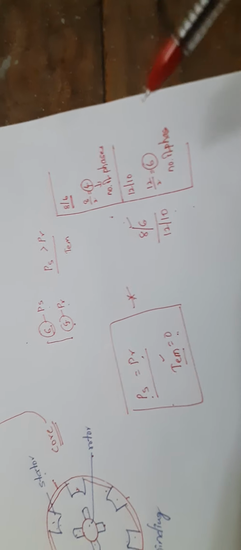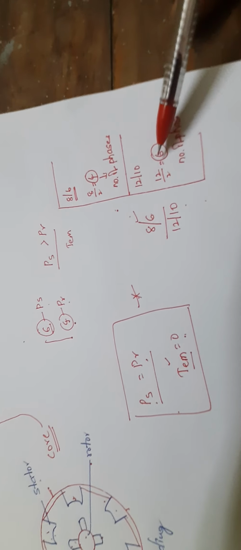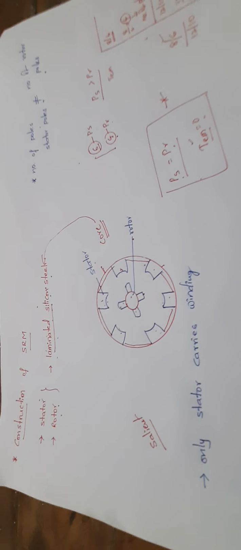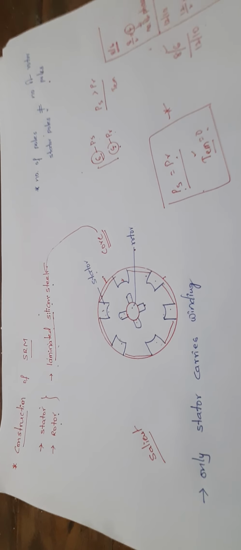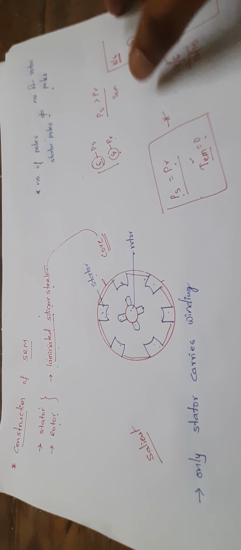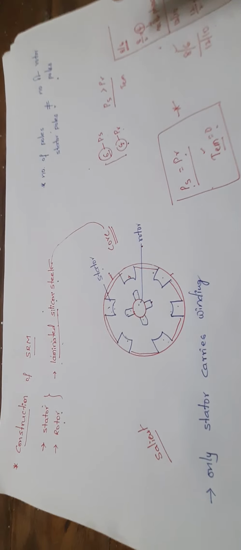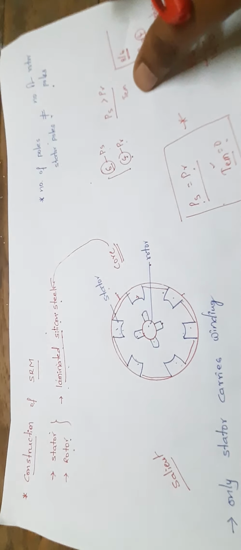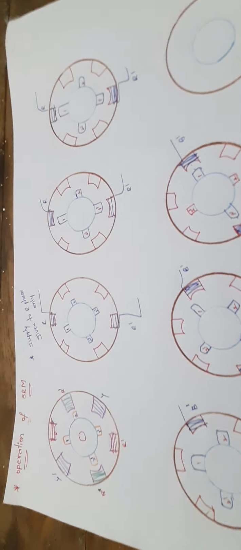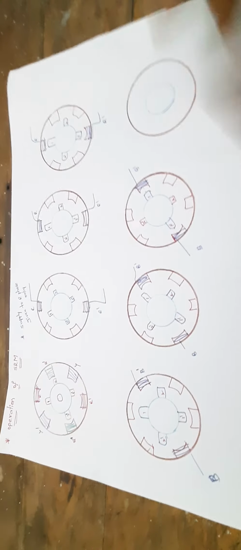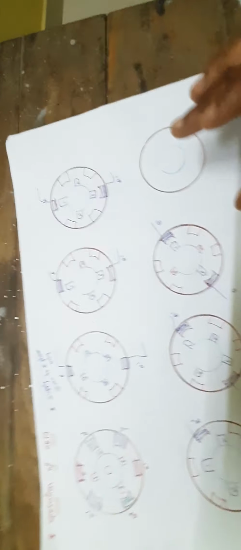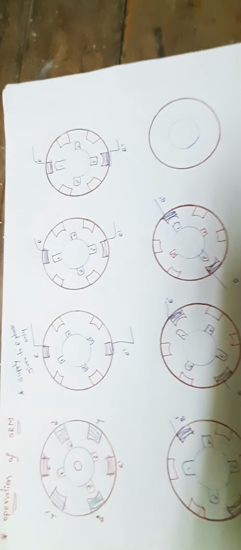Then next, this is the constructional part of switched reluctance motor. Then we'll start the operation of switched reluctance motor. How the electromagnetic torque will be produced in a switched reluctance machine.